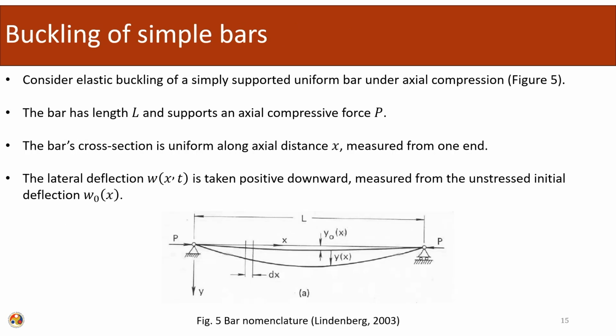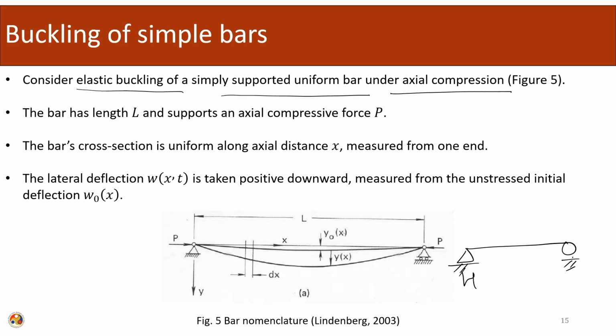So, now we are looking into the buckling of the simple bar. We are considering the elastic buckling of a simply supported uniform bar under axial compression. So, we have a bar, and the bar is simply supported. Simply supported means one end is hinged, one end is free to move. And we are looking into the elastic buckling. The bar is simply supported, and it is a uniform bar.